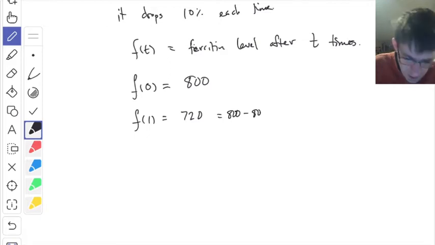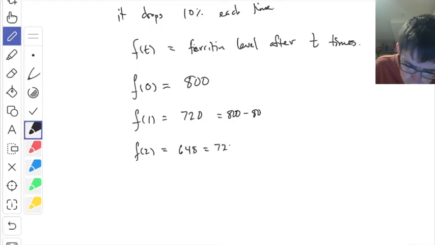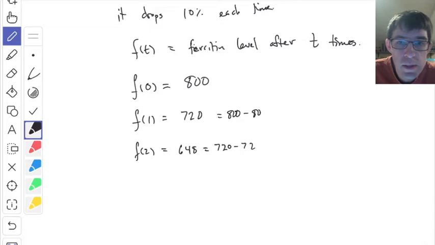Okay, the next time, f of 2, we decrease it again. This time, we're going to decrease it by 72, which would be 10% of 720. So that would be 648. This is 720 minus 72. We subtract 10% every time, all right? What's a formula? I would like a formula. F of t equals some expression in terms of t.